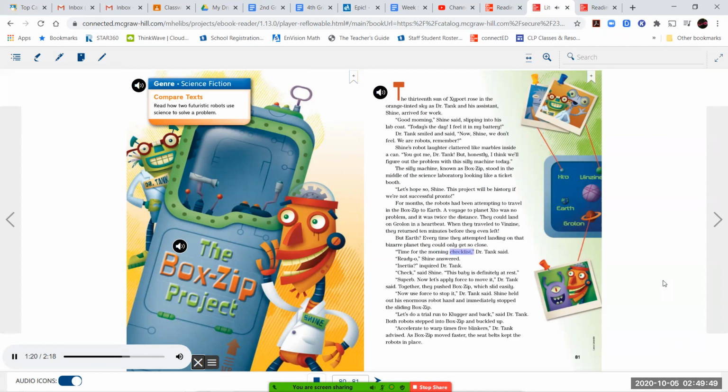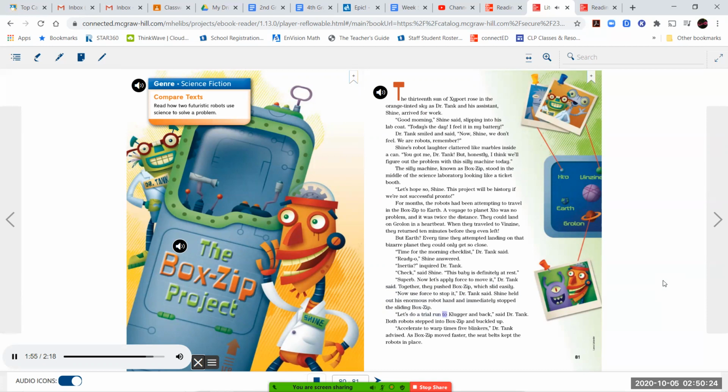"Time for the morning checklist," Dr. Tank said. "Ready-o," Shine answered. "Inertia?" inquired Dr. Tank. "Check," said Shine. "This baby is definitely at rest." "Superb. Now let's apply force to move it," Dr. Tank said. Together they pushed Box Zip, which slid easily. "Now use force to stop it," Dr. Tank said. Shine held out his enormous robot hand and immediately stopped the sliding Box Zip.